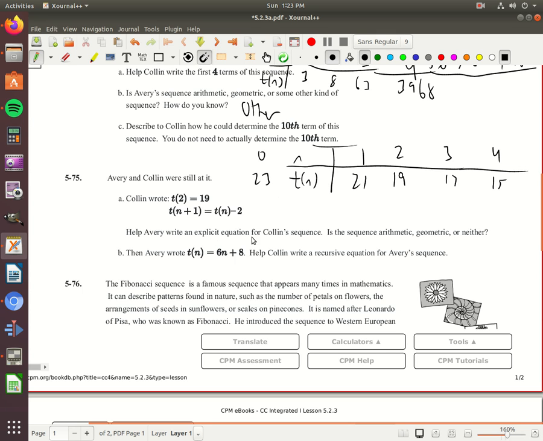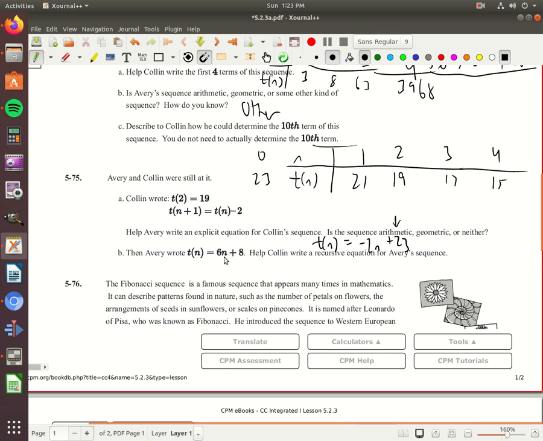So it says help him write the explicit equation. Well, the explicit equation would be t of n equals minus 2n plus 23, right? If I want the second term, I plug in 2 here, and I get 19. If I want the fourth term, I plug in 4 here, and I get 15. And again, that's proven recursively, like a domino, and it's proven explicitly by plugging in. Is this sequence arithmetic, geometric, or neither? It's arithmetic. It's adding a -2 or subtracting 2.